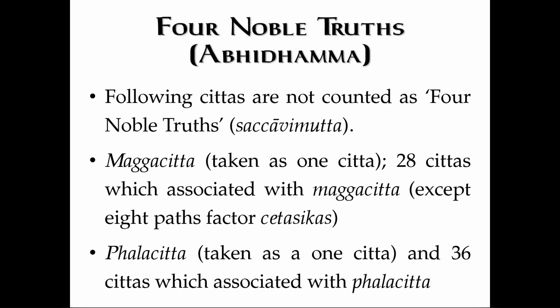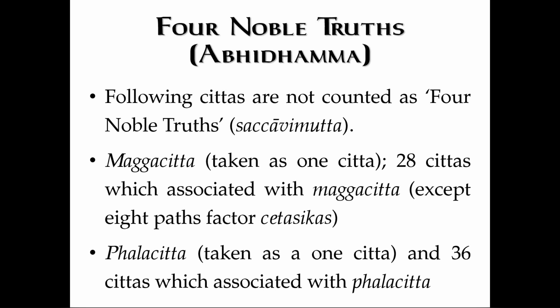So actually, I think we have to remember it this way. Citta and cetasika arise together. But when they arise, we use the term sampayoga, association, right? Association. Here it is the same thing. Magga citta is associated with 36 mental factors, and phala citta is also associated with 36 mental factors. But they are different. Even though the number is the same, they are different.